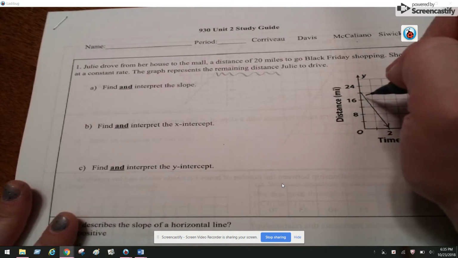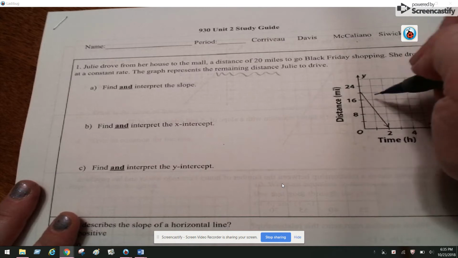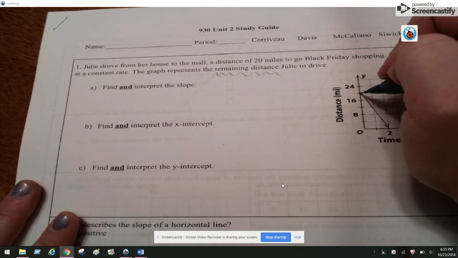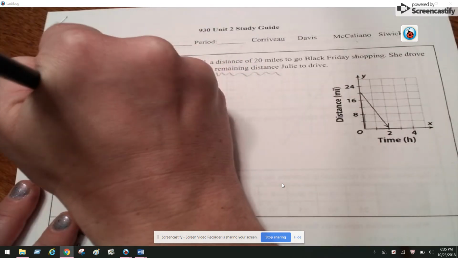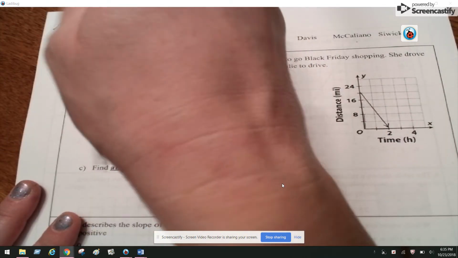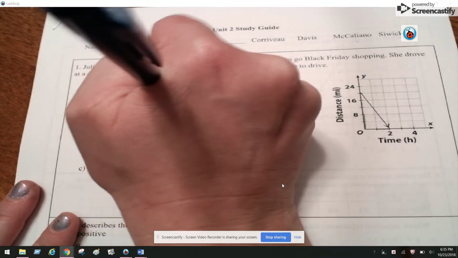Okay, so if I'm looking at this, it is a negative slope, so I'll keep that in mind as I come over here. So it looks like I'm counting by 4, so it looks like I went down 20 over 2. So my slope will be negative 20 over 2, which equals negative 10.